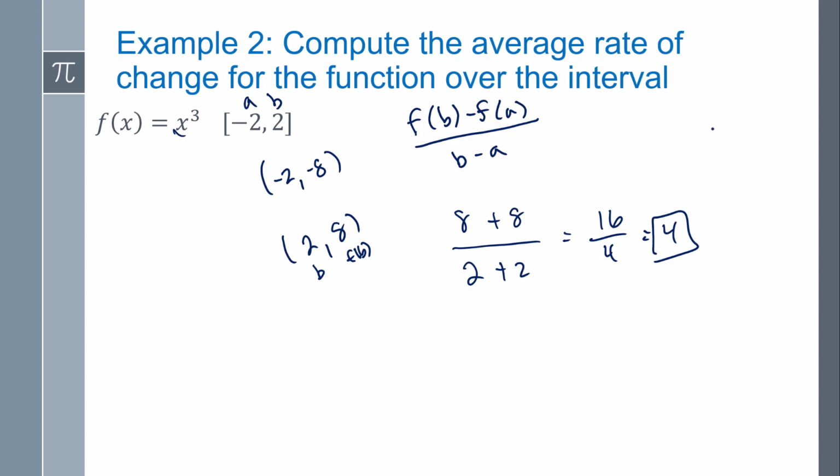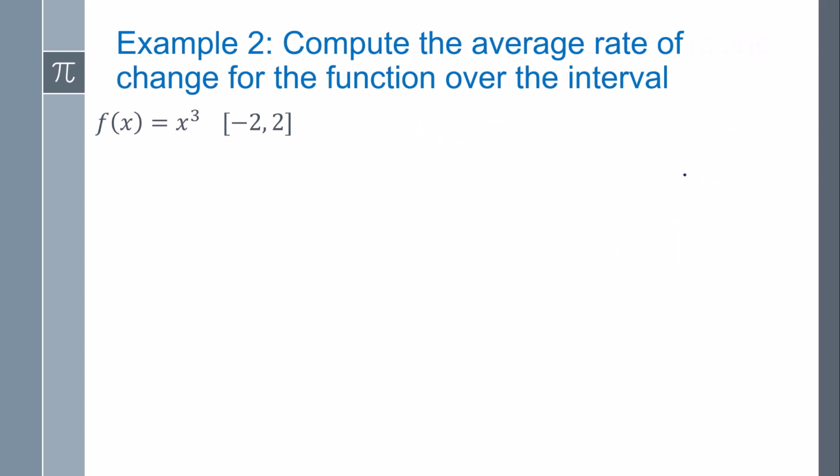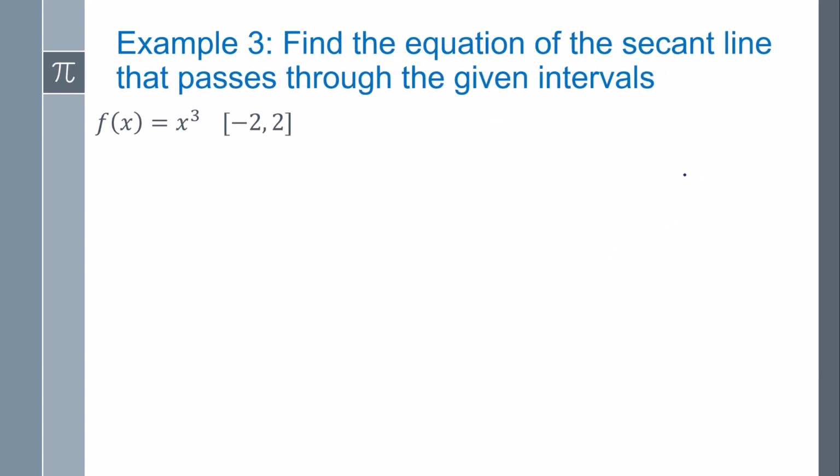And so the idea is, if I were to sketch that graph, it's saying that these points, if I were to think of it as a line that goes through them, the slope of that line is going to be 4. So now what if I wanted to find the equation of the secant line that passes through those given intervals?